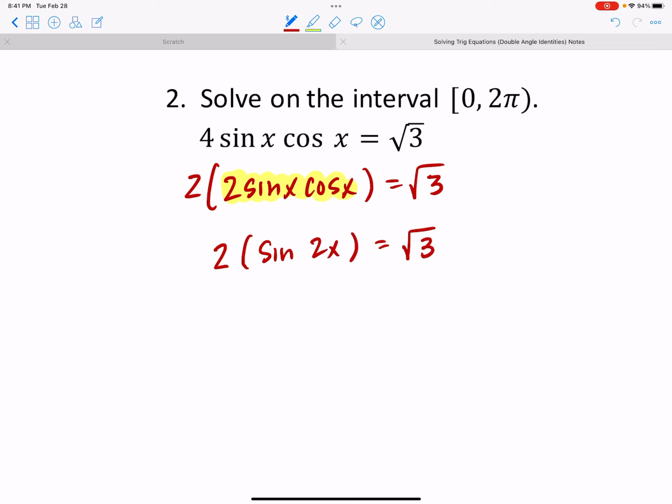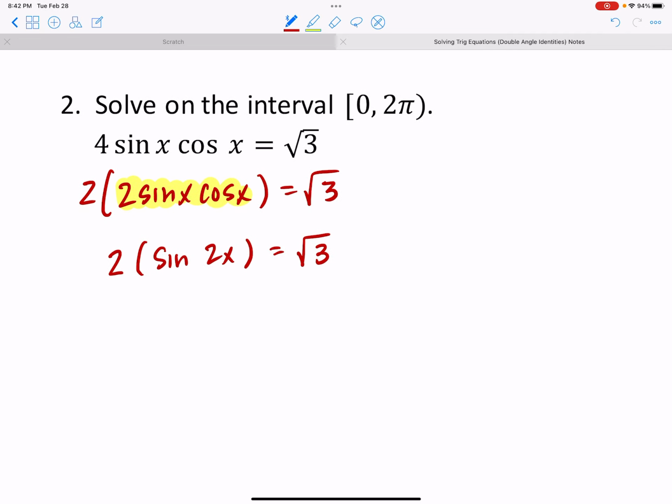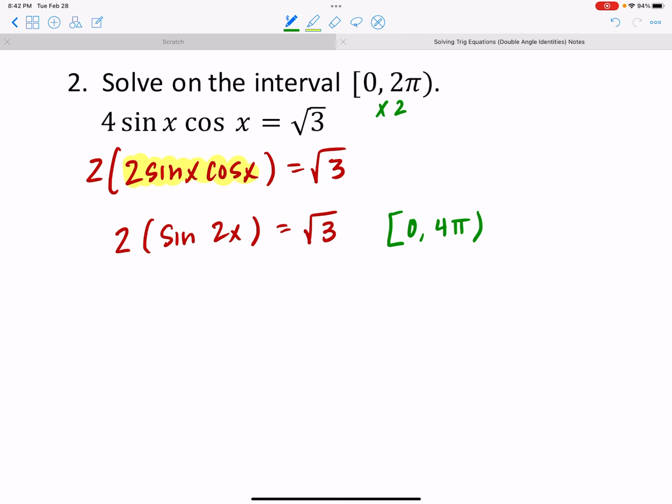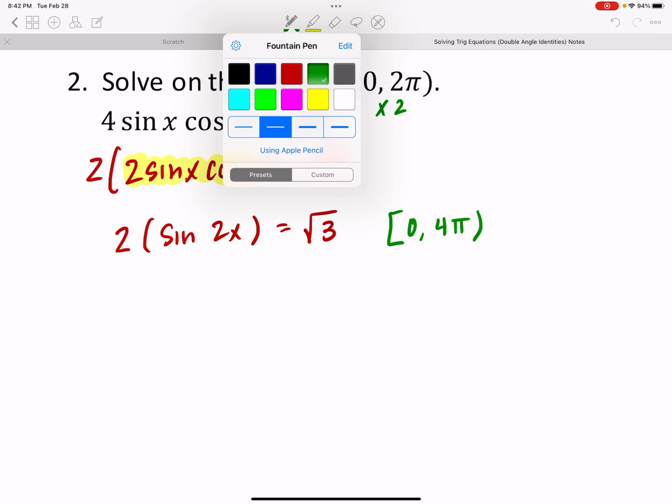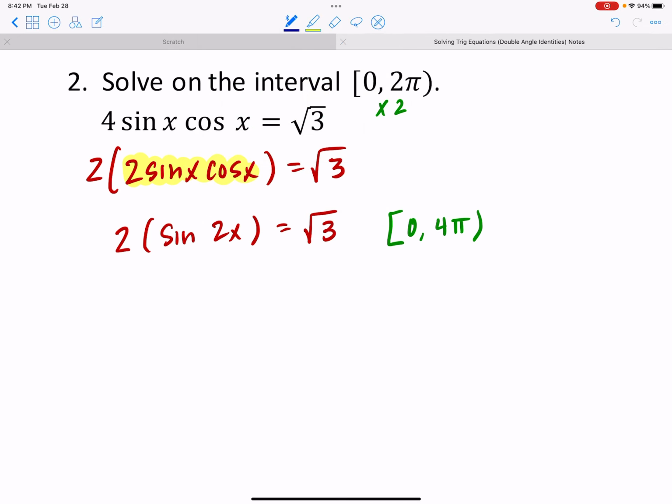And now I'm solving an equation that has a double angle in it. So before I continue, I have to double my restricted domain. So if I double this, instead of 0 to 2 pi, now I'm going to be going from 0 to 4 pi. And I'm going to put theta in here instead of that 2x. So we're going to let theta equal 2x. And when I rewrite this, I'm looking at 2 times the sine of theta equal to radical 3.